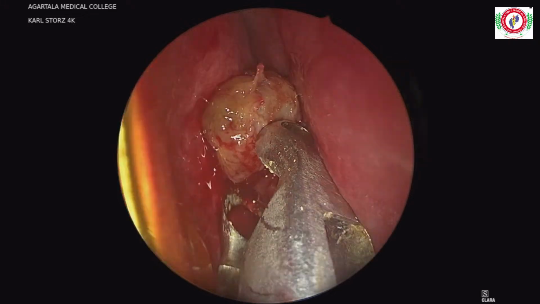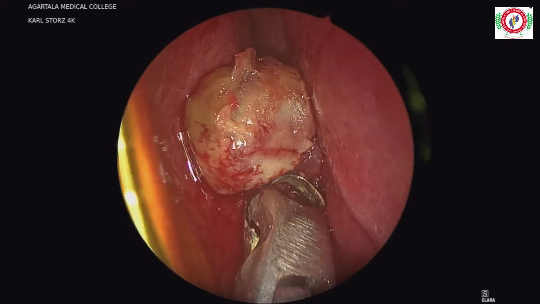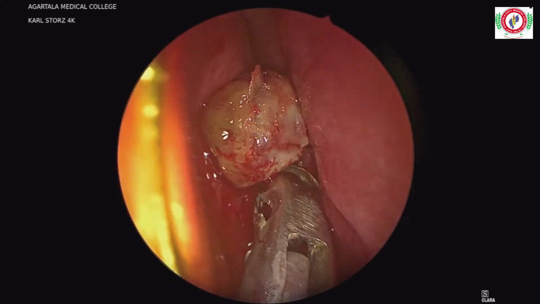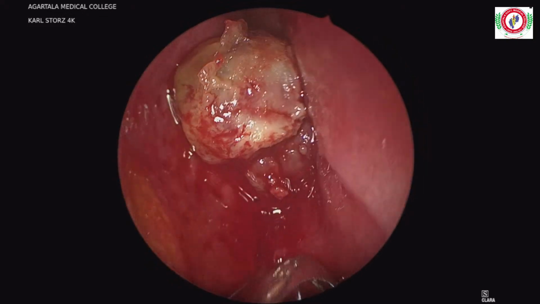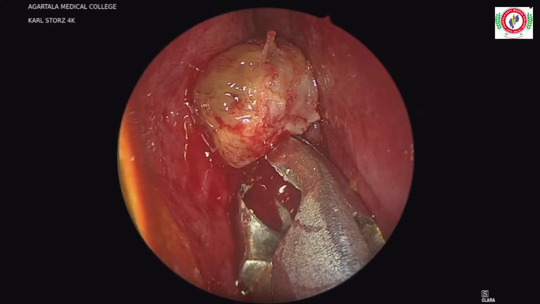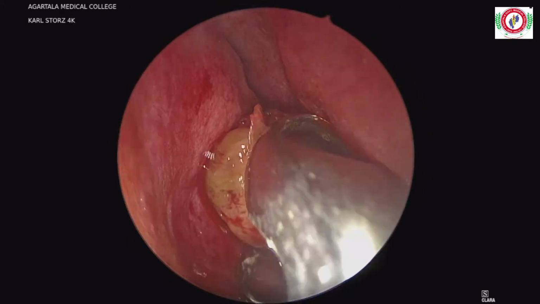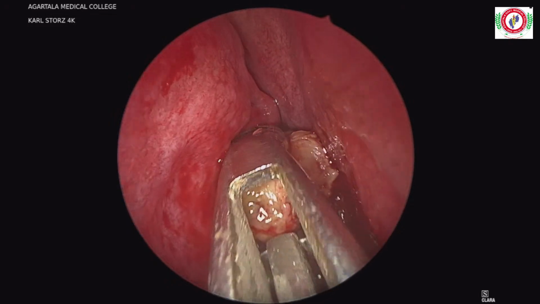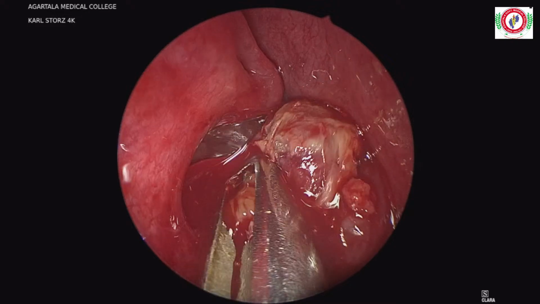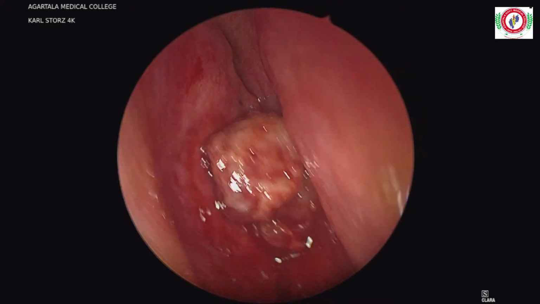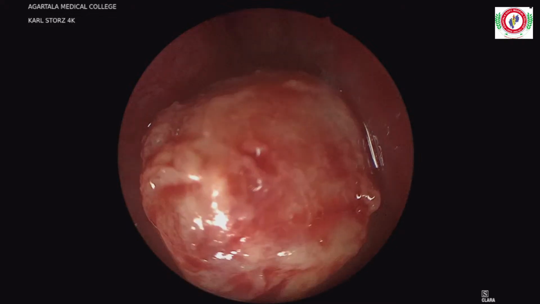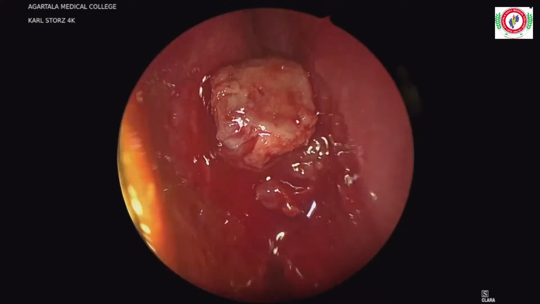In this case, first of all, my plan is I'll take a biopsy, then I'll remove all the nasal part which is coming in the nasal cavity. Then I'll orient myself again, identify the landmarks, and go into the maxillary sinus, ethmoids and the frontal recess, because until I remove this part, I cannot approach. So my first step is to take a biopsy.